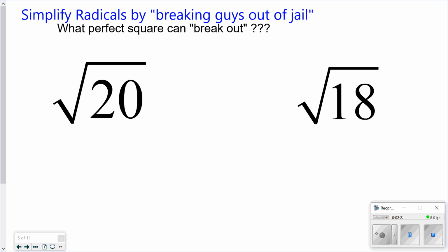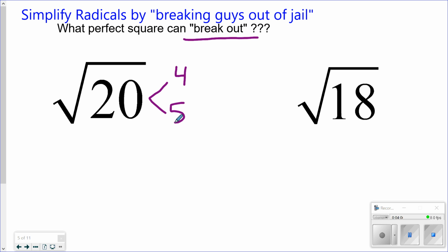All right, so simplifying radicals by breaking guys out of jail. What perfect square can break out? That's what we want to focus on, or what perfect square number is divisible by the radicand. And our first radicand here is 20. So what perfect square is divisible by 20? Well, we know 4 is a factor of 20. 4 is a perfect square. Well, 4 times what gives us 20? And we know that's 5.